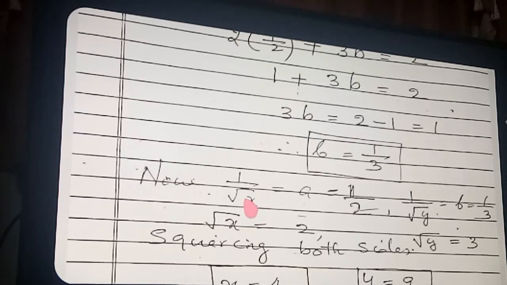Now is the main process. Properly listen. 1 by root x is equal to a, you supposed already. That a you got as 1 by 2. So here also inverse, here also inverse. What will we get? Root x is equal to 2. And here root y is equal to 3.